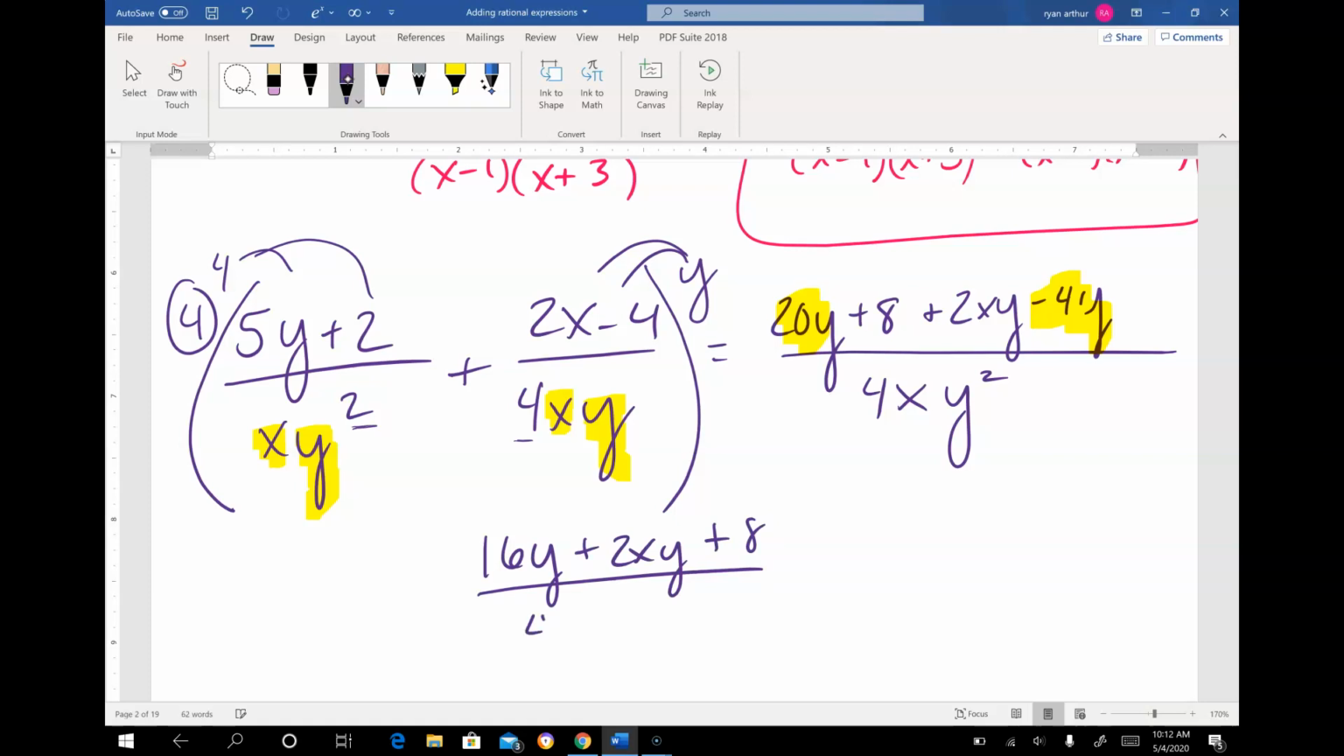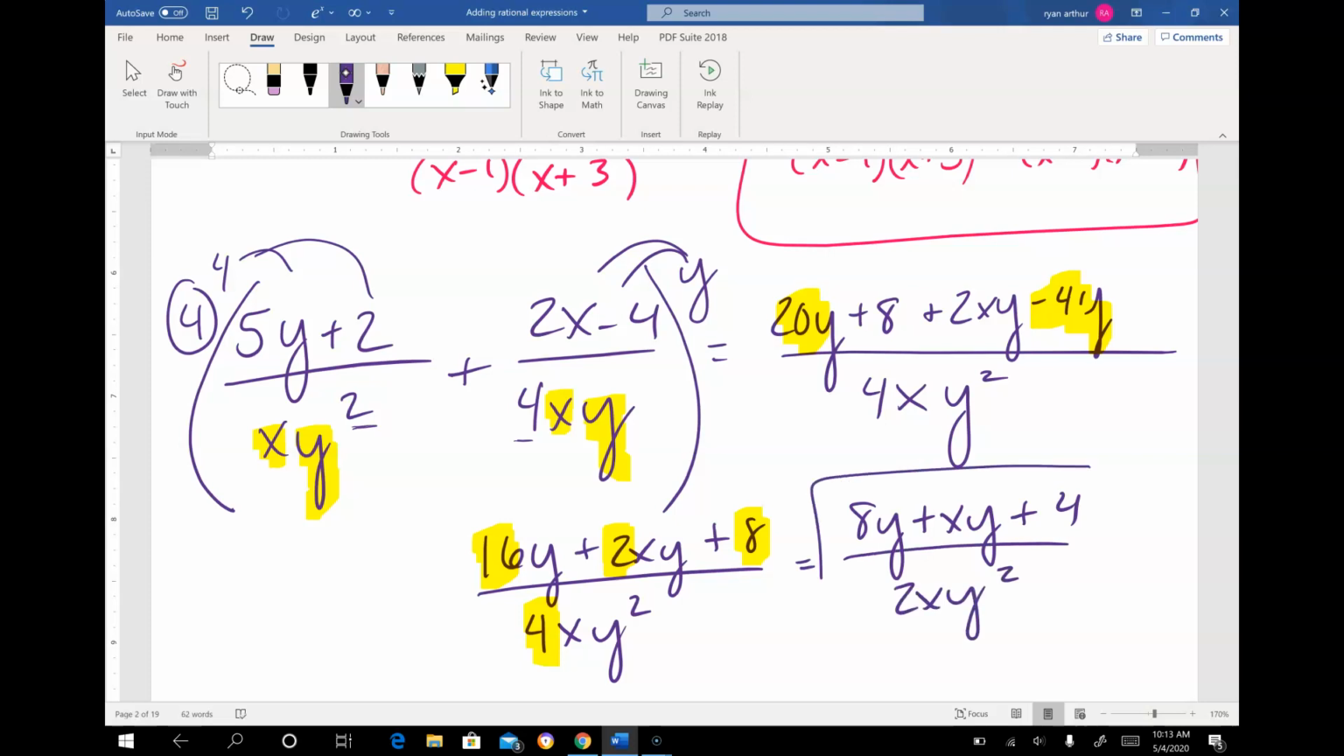8 over 4xy squared. Now, remember when I tell you you have terms, every term has to have something in common before you can reduce it down. Well, not all of them have a variable, but if you look at the coefficients, what are they all divisible by? They're all divisible by 2, aren't they? So I can divide every number by 2, and my final answer will be 8y plus xy plus 4 over 2xy squared. And that would be your answer in simplest form. Okay?